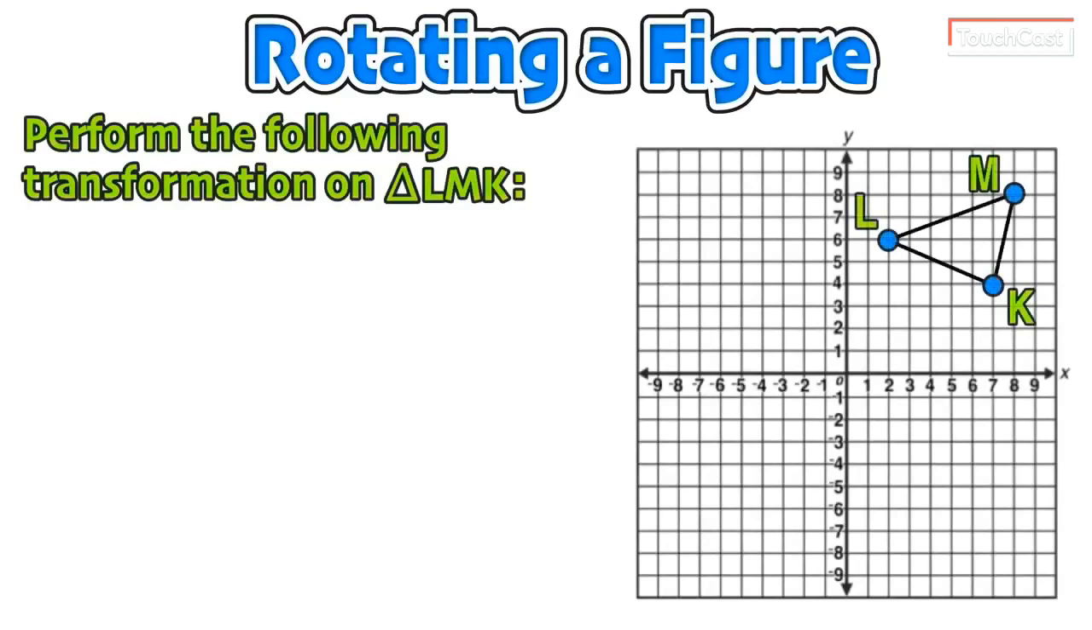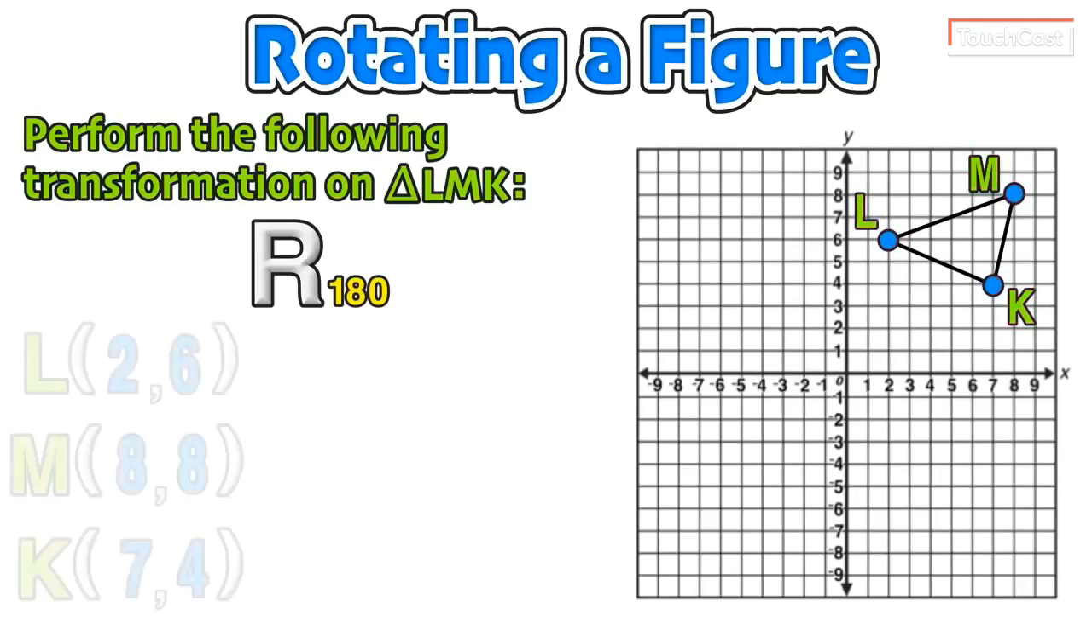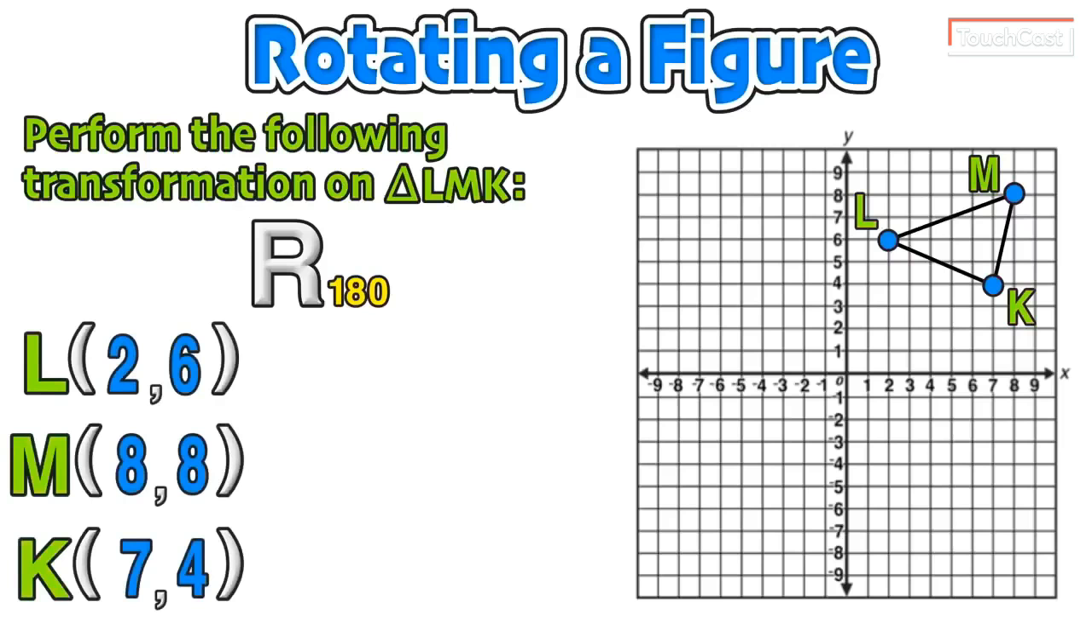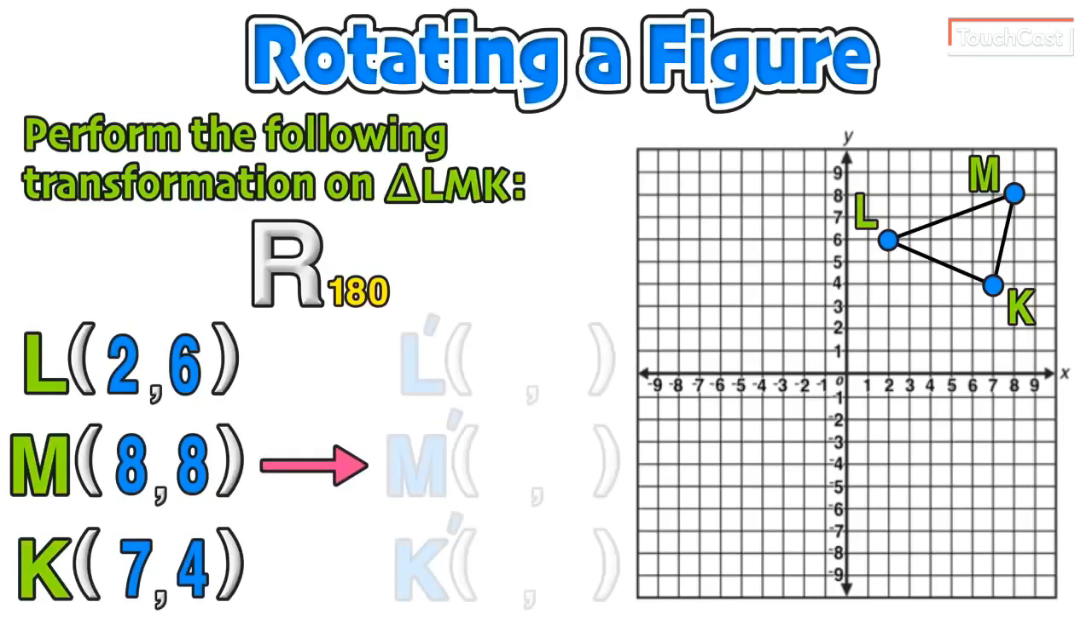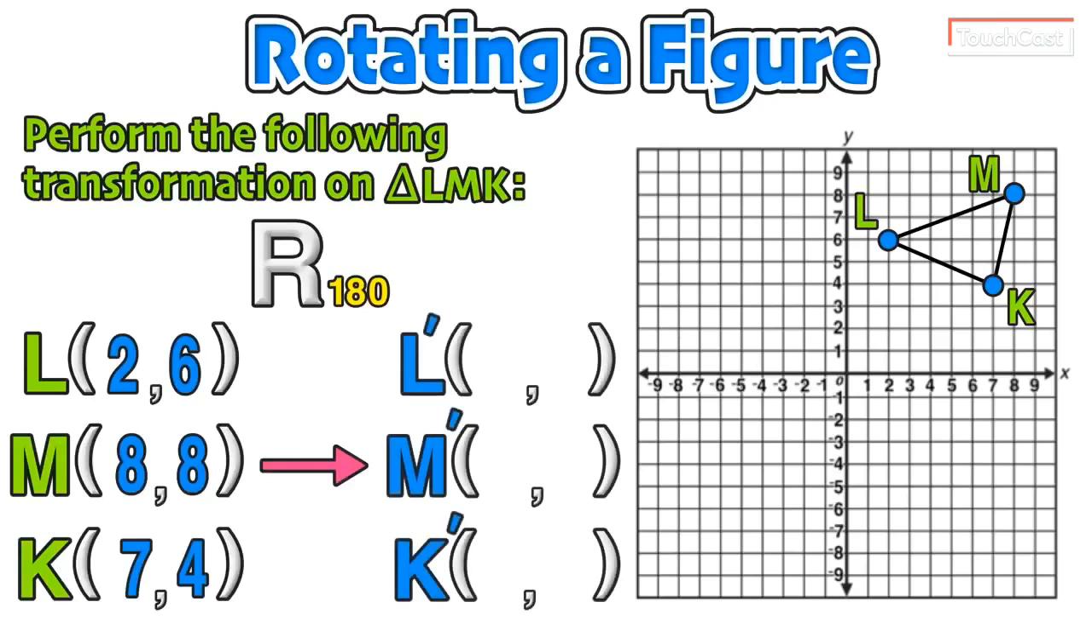And for our final example, we're going to take a shot at rotating a figure, in this case a positive 180 degrees. So we start by writing down the coordinates of the vertices of triangle LMK, and we're looking to find the coordinates of the image of point L prime, M prime, and K prime. Now, since it's a positive 180 degrees, we're going to take this figure and rotate it 2 quarter turns in a counterclockwise direction to get it to its final location.